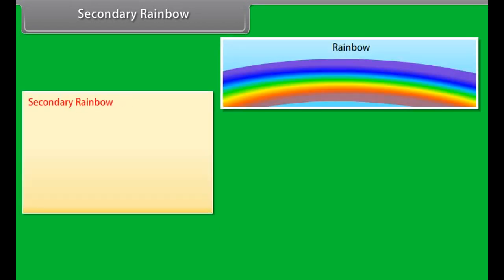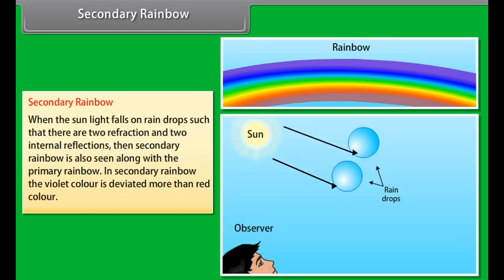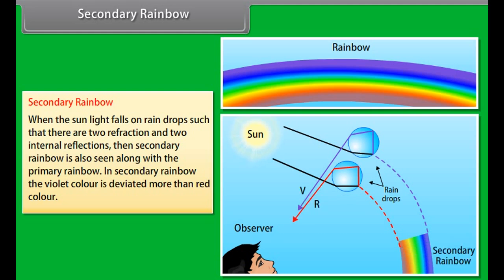Secondary rainbow. When the sunlight falls on raindrops such that there are 2 refractions and 2 internal reflections, then a secondary rainbow is also seen along with the primary rainbow. In a secondary rainbow, the violet color is deviated more than the red color.